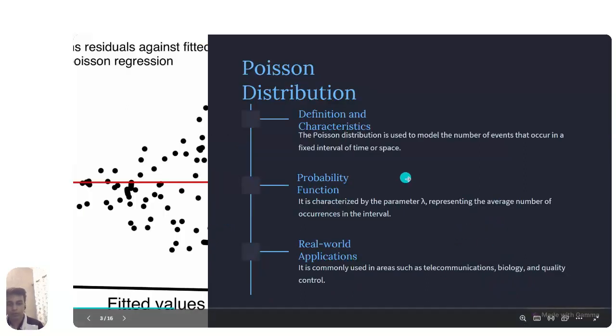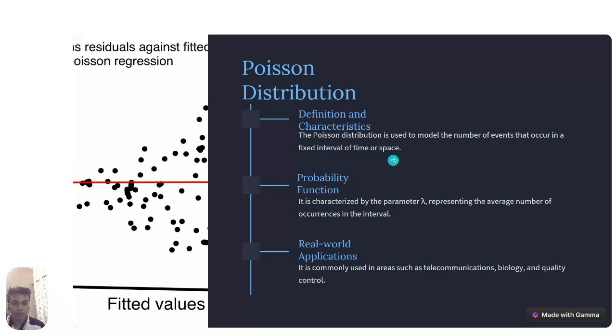What is Poisson distribution? Poisson distribution definition and characteristics. The Poisson distribution is used to model the number of events that occur in a fixed interval of time or space. Probability function: it is characterized by the parameter lambda, representing the average rate of occurrence in the interval. Real world applications: it is commonly used in areas such as telecommunication, biology, and quality control.